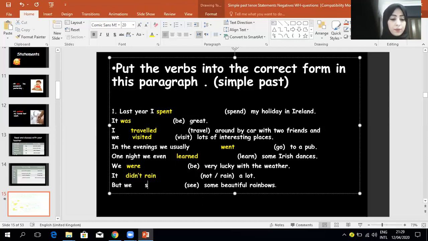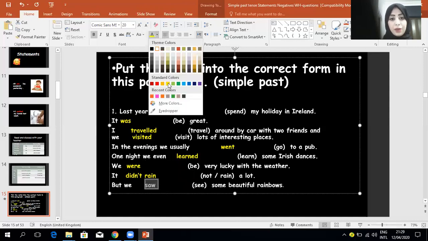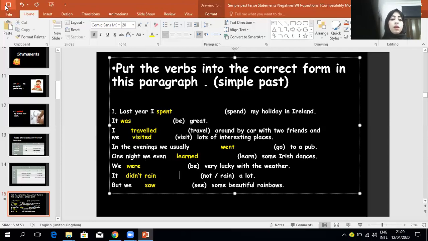The idea of this paragraph is that we have simple past actions. So I want to change all the verbs into simple past verbs because all of these actions happened last year. I spent, it was, I traveled, we visited, we went, we even learned, we were, it didn't rain, but we saw. So all the verbs should be in simple past tense.